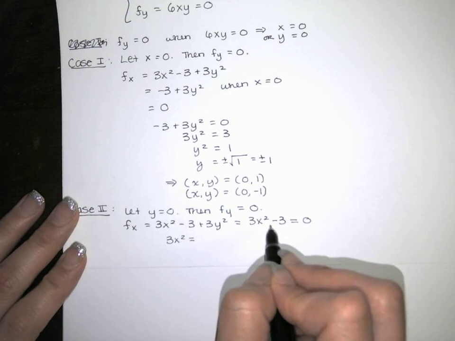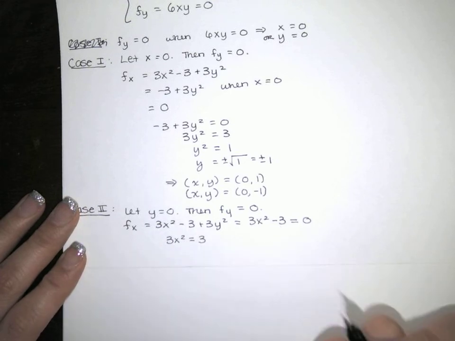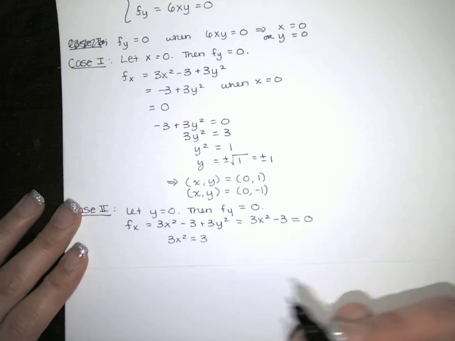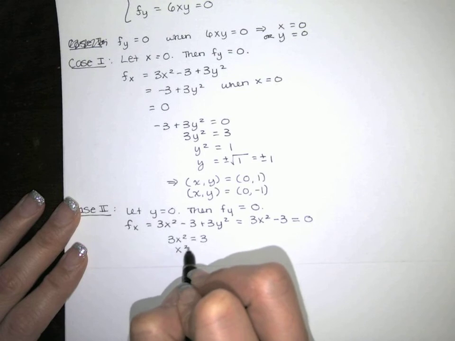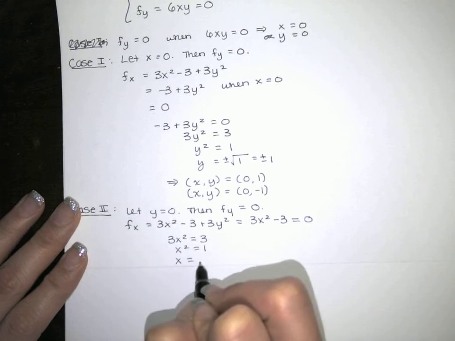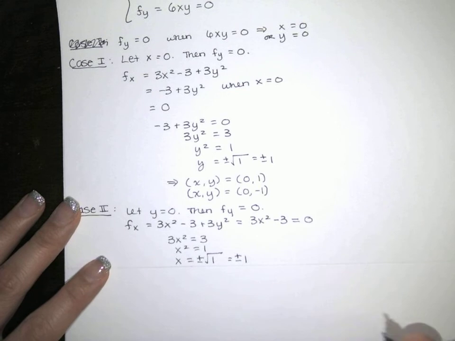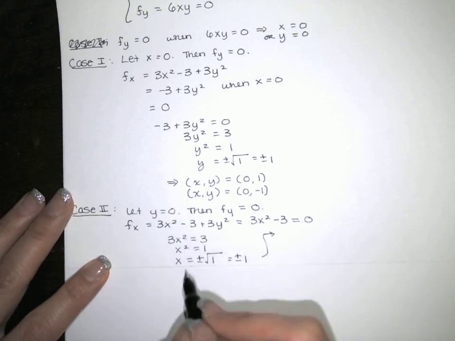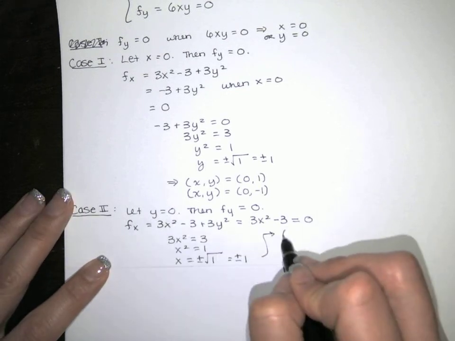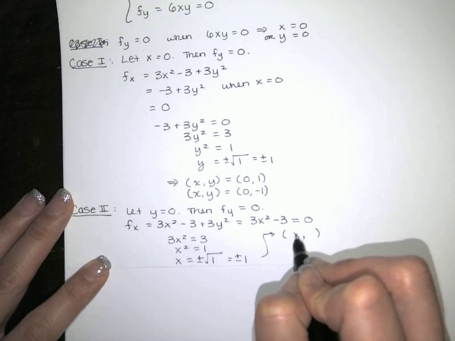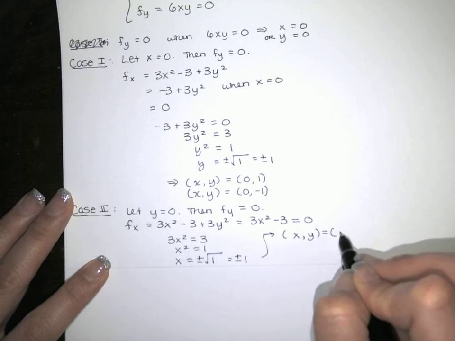We get 3x squared equals 3. If we move that 3 to the other side, we're adding 3 to both sides. Divide both sides by 3. And then take the square root of both sides, and you get x equals plus or minus 1. So when y equals 0, x equals plus or minus 1. So we've got two more critical points.